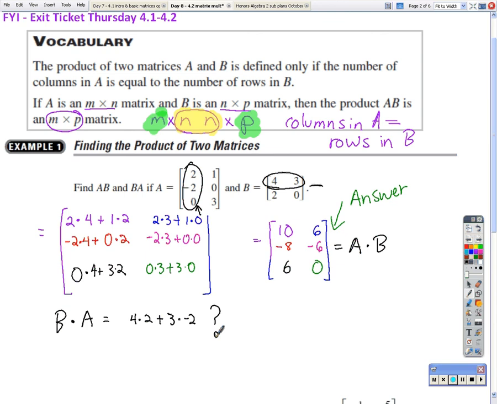Well, let's look. Matrix B has dimensions 2 by 2. Matrix A has dimensions 3 by 2. Do the insides match? No, because the number of columns in our first matrix does not equal the number of rows in our second matrix, there is no product possible.